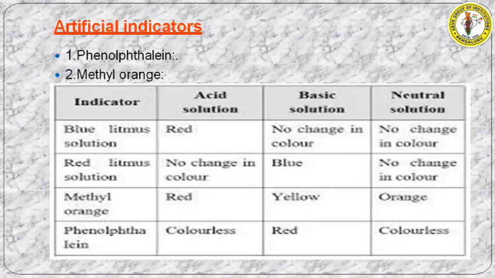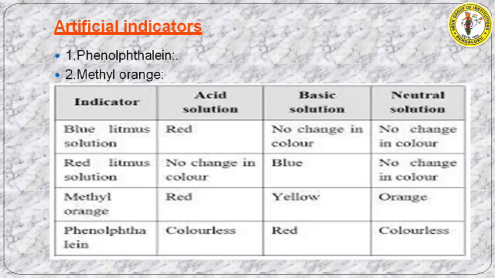Here they have also given one of the natural indicators, litmus. Litmus is a natural indicator made with the help of lichens. Litmus can be a solution and it can also be used as a paper. Here they have used it as a paper. We have two types of litmus paper: blue litmus paper and red litmus paper. First they have taken blue litmus.